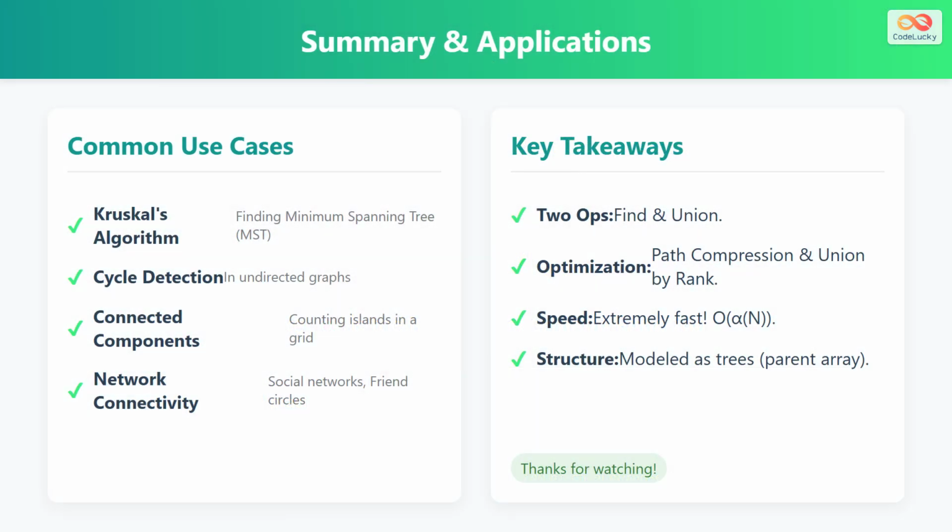To wrap up, union find is an essential tool in your coding toolkit. It is the backbone of Kruskal's algorithm for finding minimum spanning trees. It is used for cycle detection in undirected graphs, counting connected components in grid problems, and analyzing network connectivity. Remember the two optimizations: union by rank and path compression, and you will have one of the most efficient data structures at your disposal.